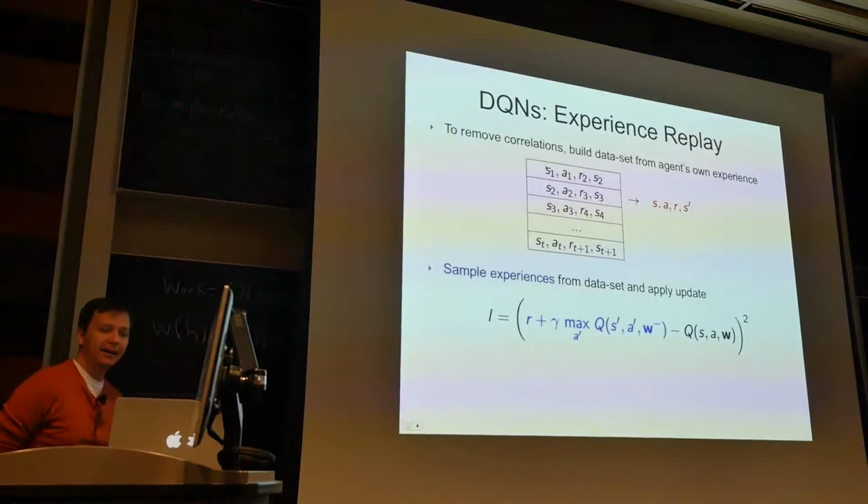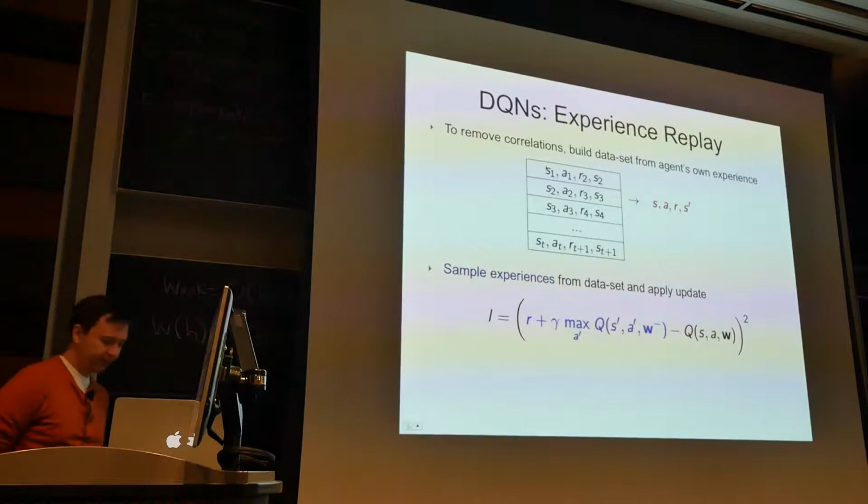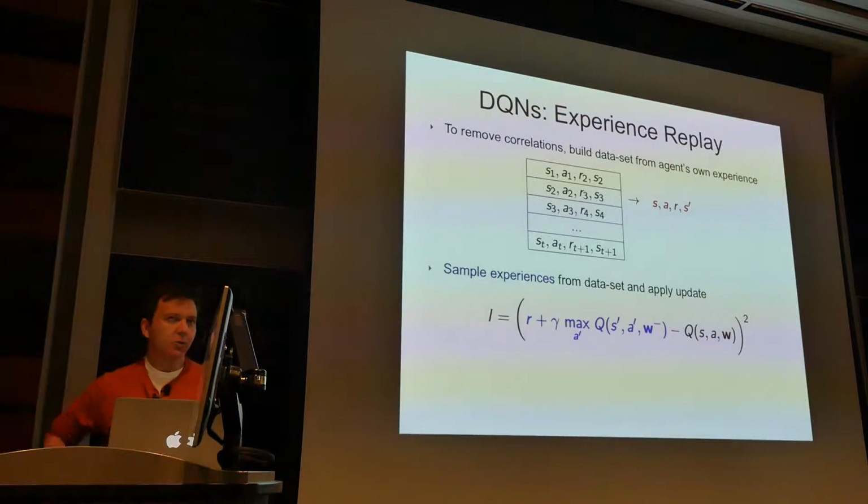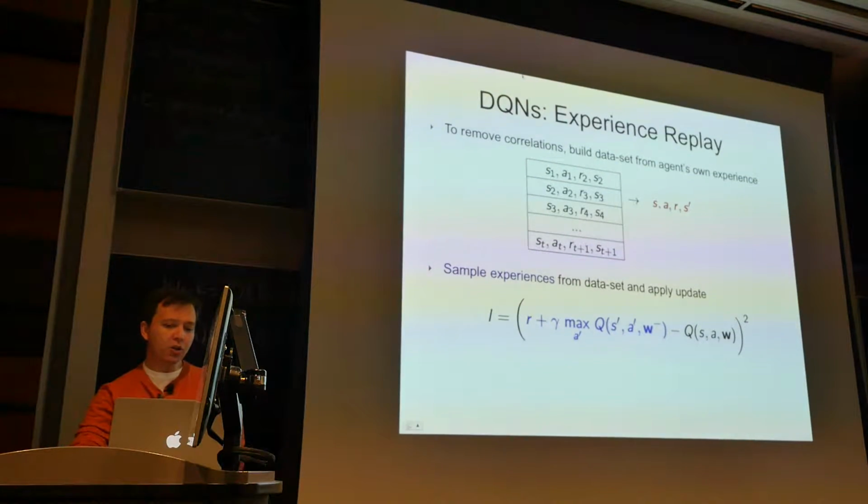Is the sampling uniform, or is it in proportion to how frequently you did an action? We'll get to that. Right now, it's just uniform.